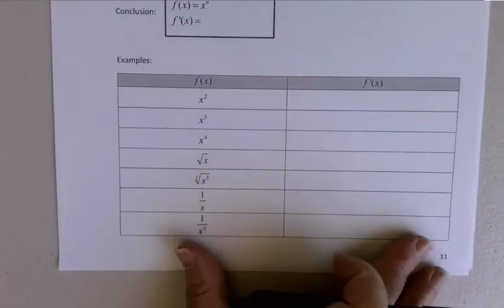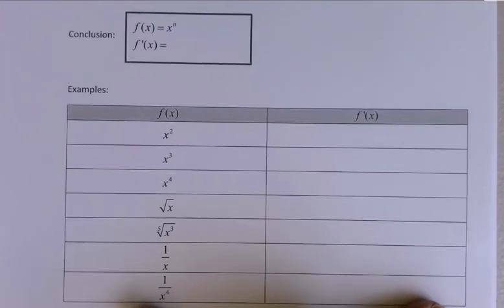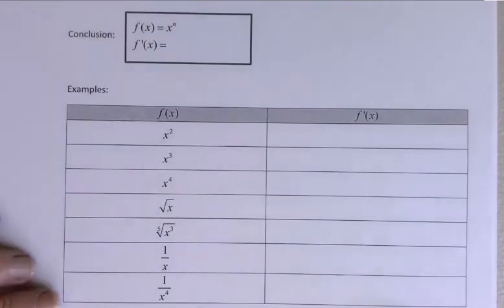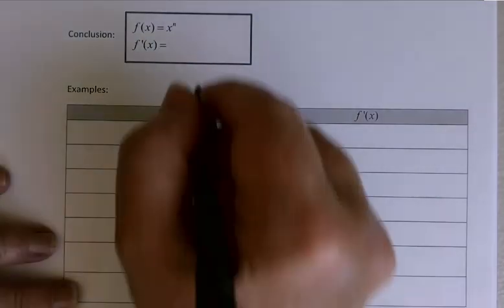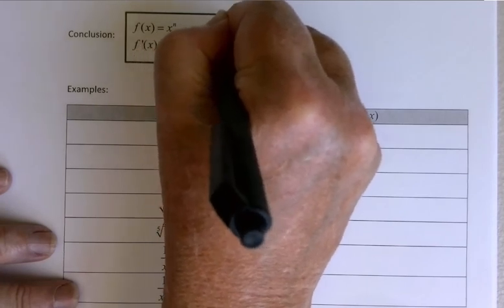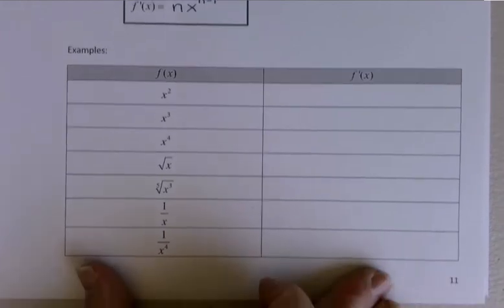I left us some extra space because usually I do all that multiplying stuff out in class, but I figured if I pre-did it for us, it would make this video a little shorter. All right, so for the function f of x equals x to the n power, the derivative is n x to the n minus first power. And we're just going to practice doing that a little bit.